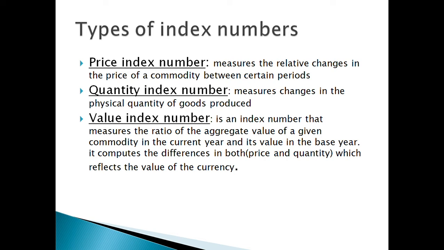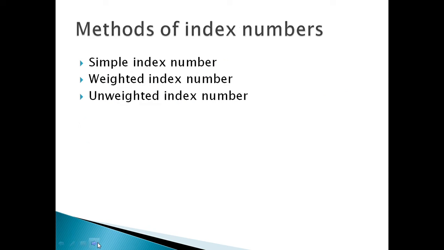So the aggregate value of a given commodity in the current year and its value in the base year. So we are comparing the value of a commodity, both the price and the quantity. Very good. On the next slide, we have the methods of index numbers, and we say we have three methods of index number. We have the simple index number, the weighted index number, and the unweighted index number.